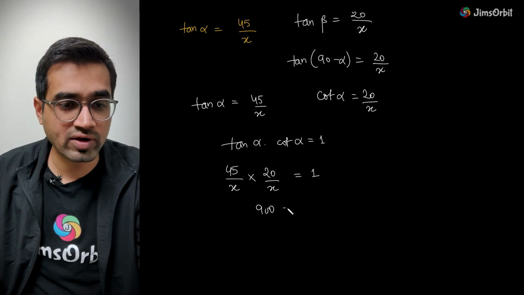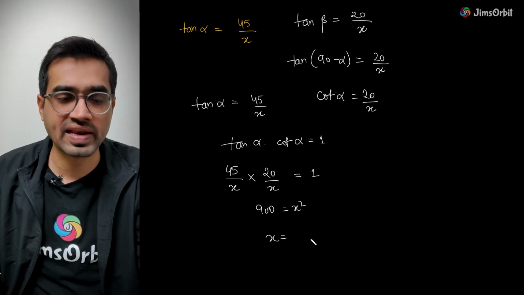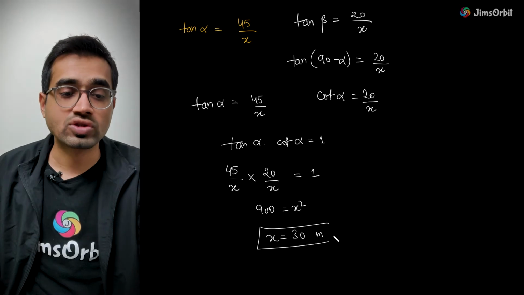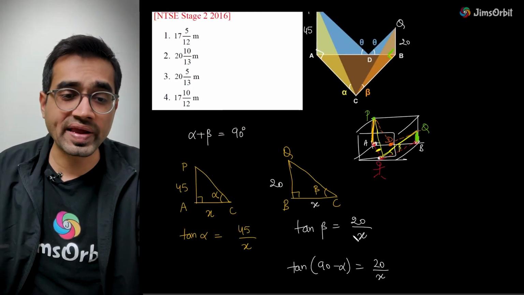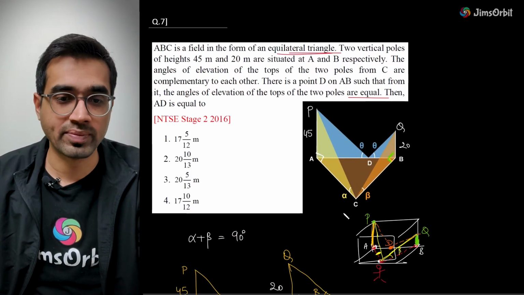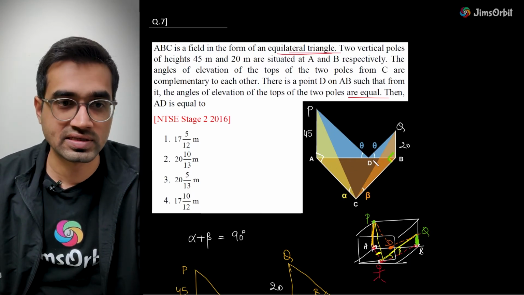This will become 900 equals x square. Since x should be positive, it's a length, so x is 30. So what's the side of the equilateral triangle? It's 30 meters. That's very important, because now we will find the point D distance.